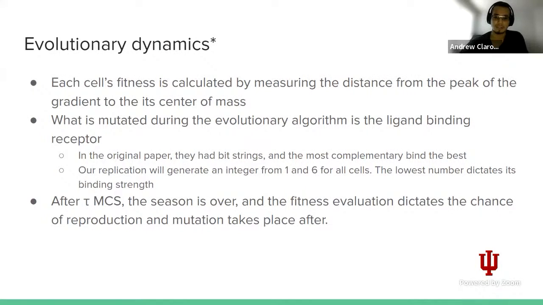So as Connor mentioned, they had bit strings, and the bit strings that were the most complementary bound were able to bind the best. And for our replication, we're going to have each cell have an integer from 1 to 6, and then the lowest number will indicate its binding strength. And basically after a certain number of Monte Carlo steps, the season is over and we evaluate the fitness and we will assign a chance of reproduction based off of that, and then mutation takes place.